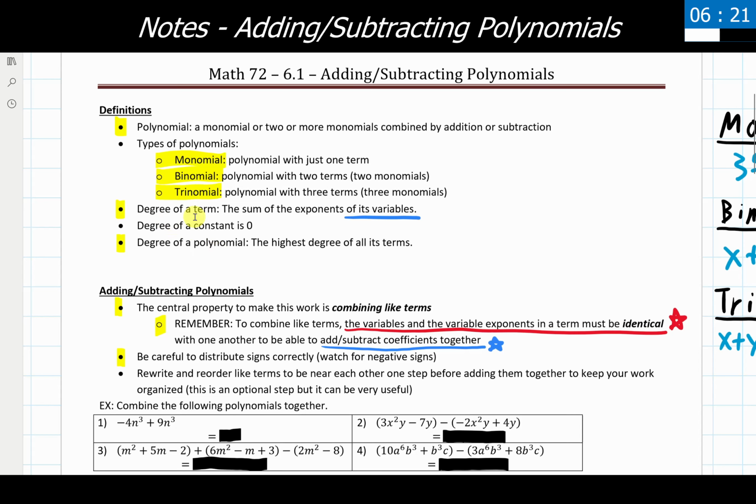So the degree of a term looks at one specific term inside a polynomial that might have 2 terms, 3 terms, 5 terms, or any number of terms there. And the way we determine the degree of that very specific term is the sum of the exponents of its variables, meaning we add the exponents of those variables together, and that tells us the degree of that specific term.